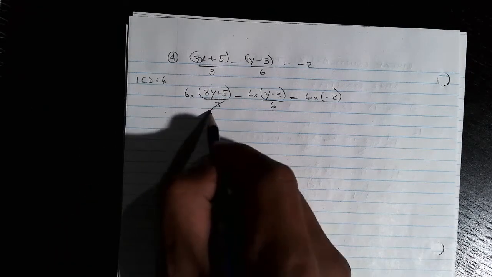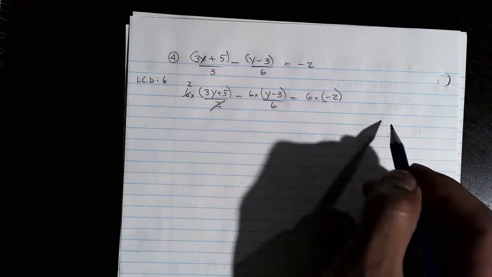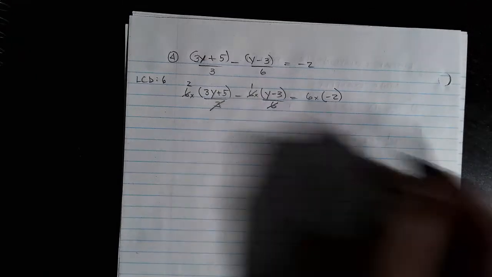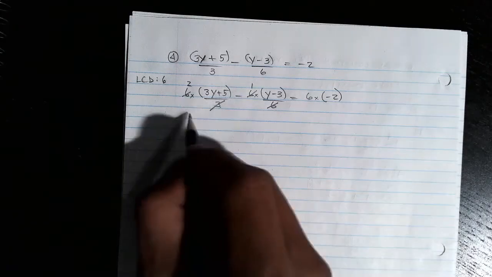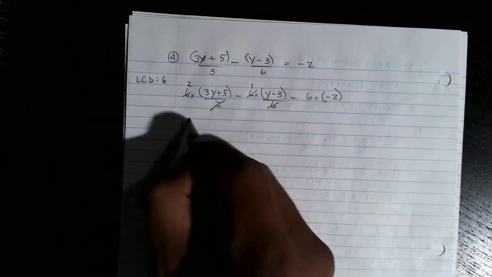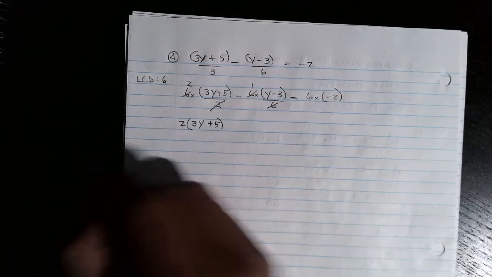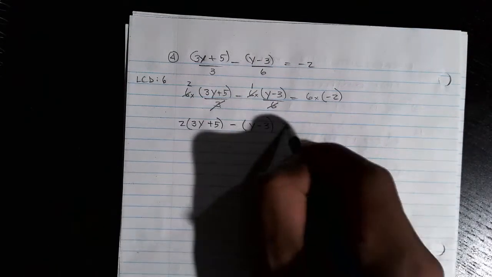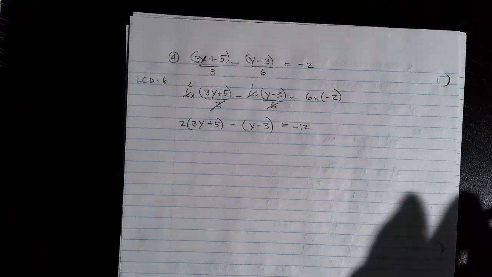This 3 is going to be canceled out because 6 divided by 3 is equal to 2. This 6 is going to cancel out because 6 divided by 6 is just 1. Okay, and there goes the denominator. Thank God. So now all we have is 2 times 3y plus 5 minus 1 times y minus 3. Well, that's just going to be y minus 3. And on this side, 6 times negative 2 is negative 12.